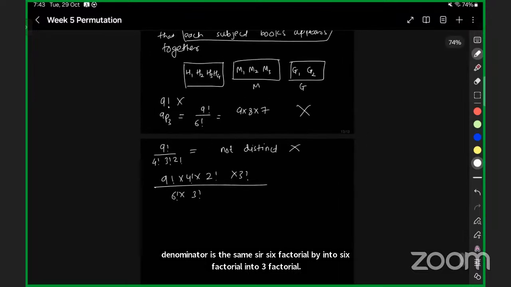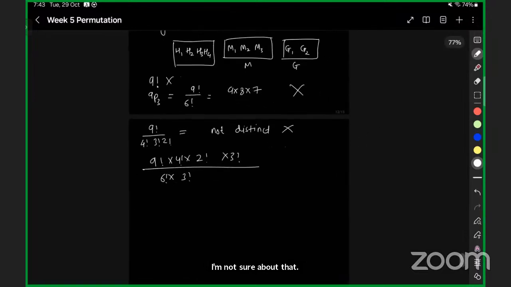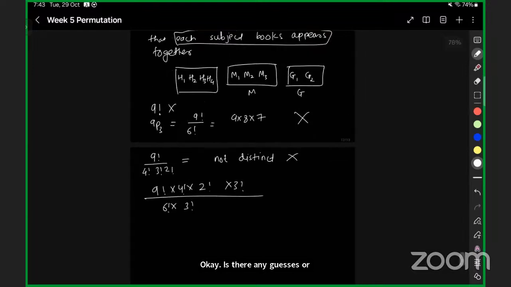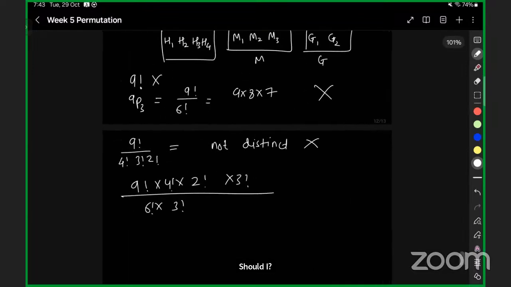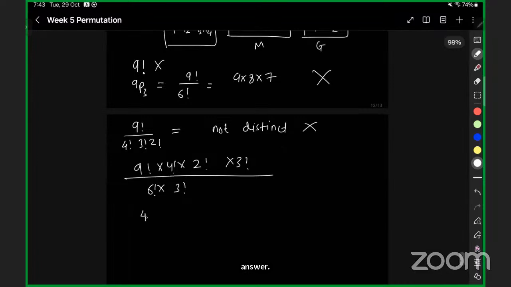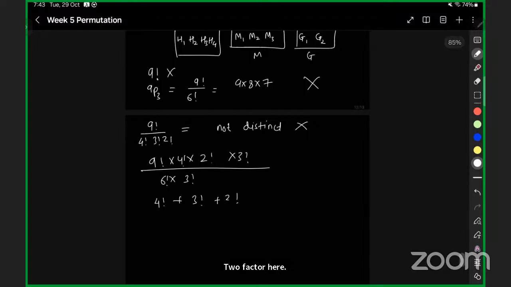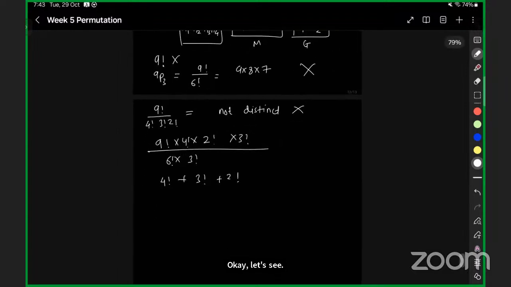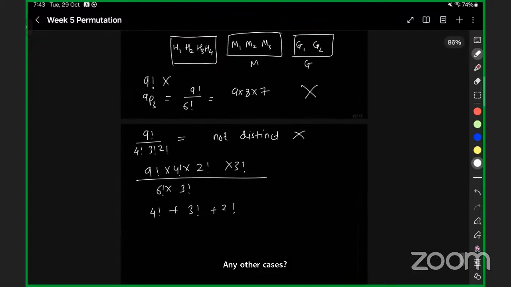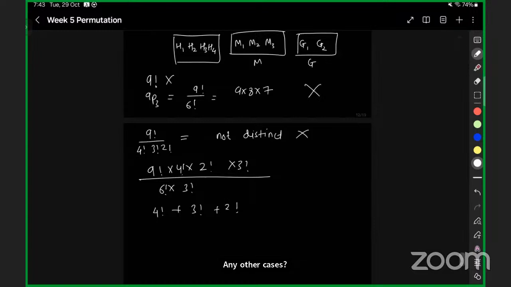Is there any guesses, or should I answer? 4 factorial plus 3 factorial plus 2 factorial. Okay, let's see. Any other guesses? So I have one question. 1 by n minus 4 factorial.